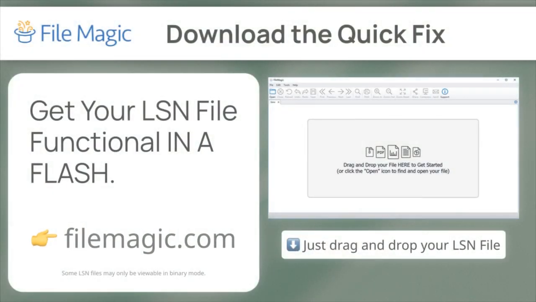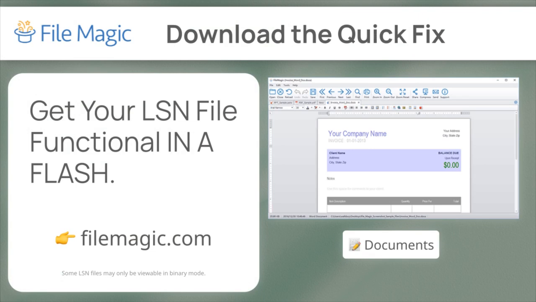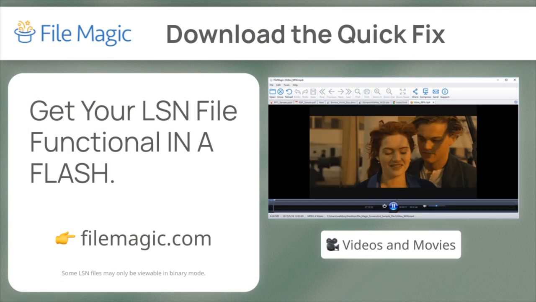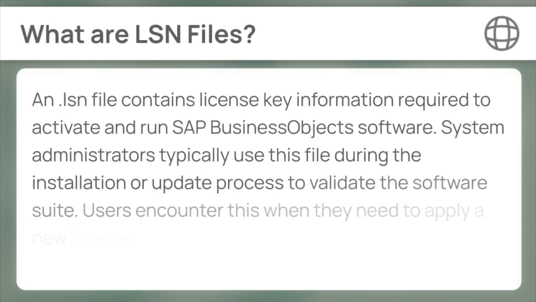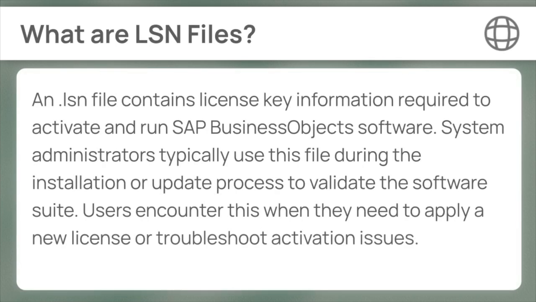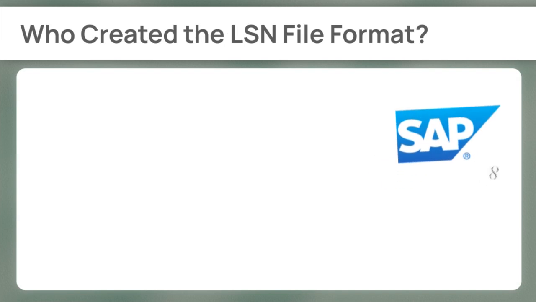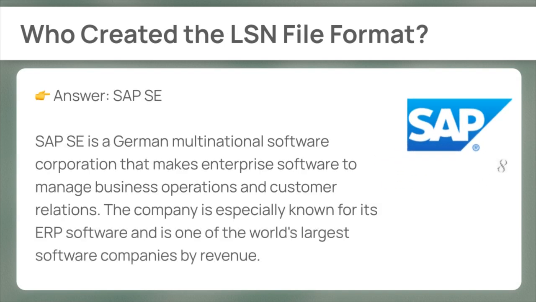If the standard fixes fail, I have a plan B, a proprietary technique that almost always works on stubborn LSN files. An LSN file contains license key information required to activate and run SAP BusinessObjects software. System administrators typically use this file during the installation or update process to validate the software suite. Users encounter this when they need to apply a new license or troubleshoot activation issues.